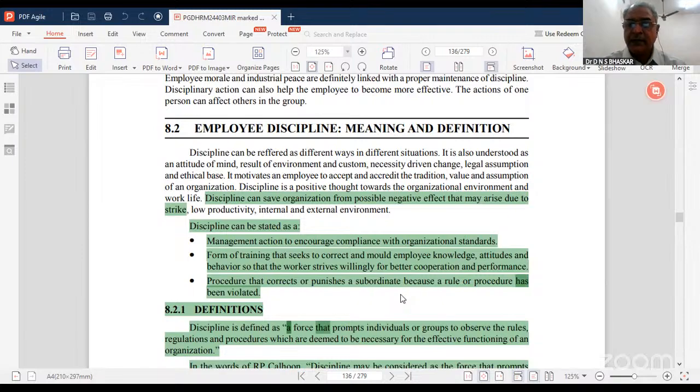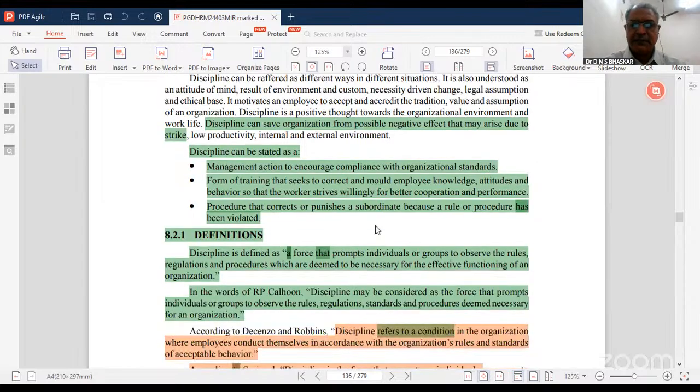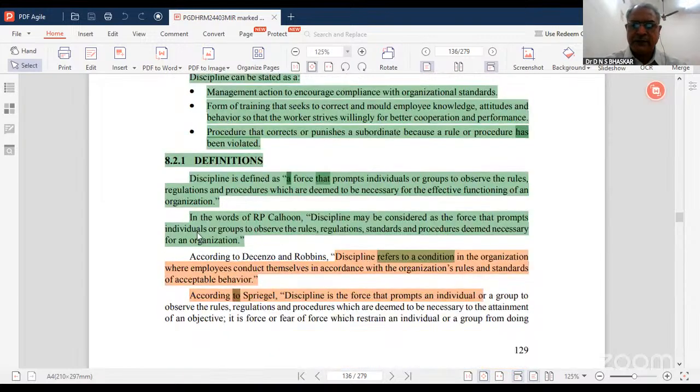As a result of that, any sort of rule violating procedures will be cut down. These are the important aspects. Definition aspect you can read. A force that this second definition is easy to understand or teach your own. The discipline may be considered as a force that prompts an individual or group to observe the rules, regulations, standards, procedures deemed necessary for the organization.